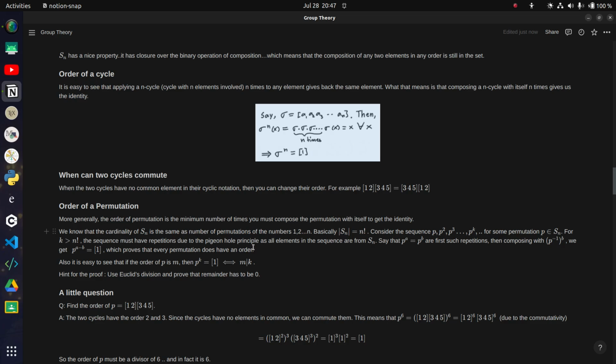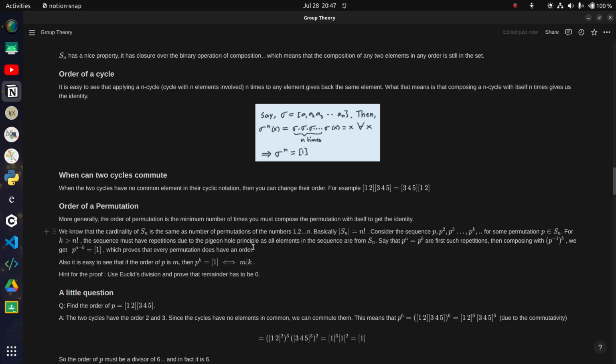Yeah, that's pretty obvious because Sn contains all kinds of permutations from x to x. So the cardinality of Sn is just the number of permutations, of course. Basically, the cardinality of Sn is n factorial, because from combinatorics you know that the number of permutations on n distinct objects is just n factorial.